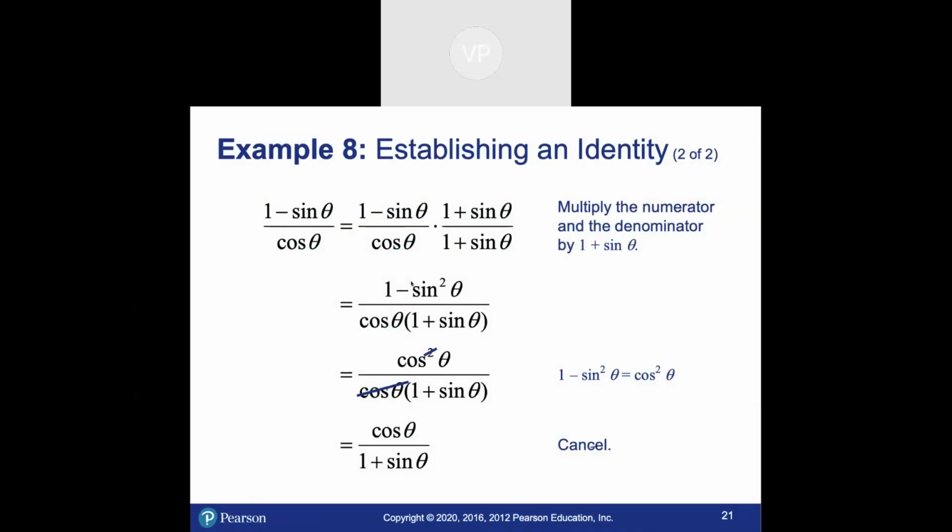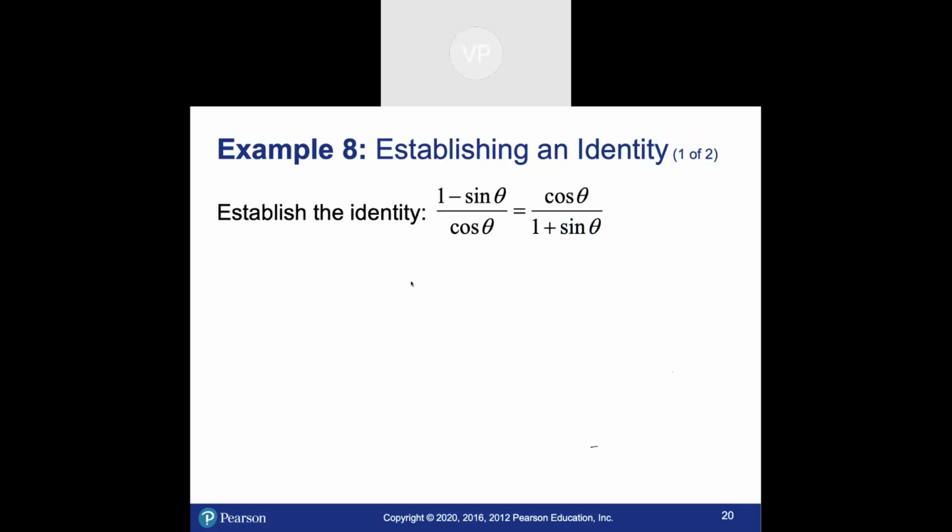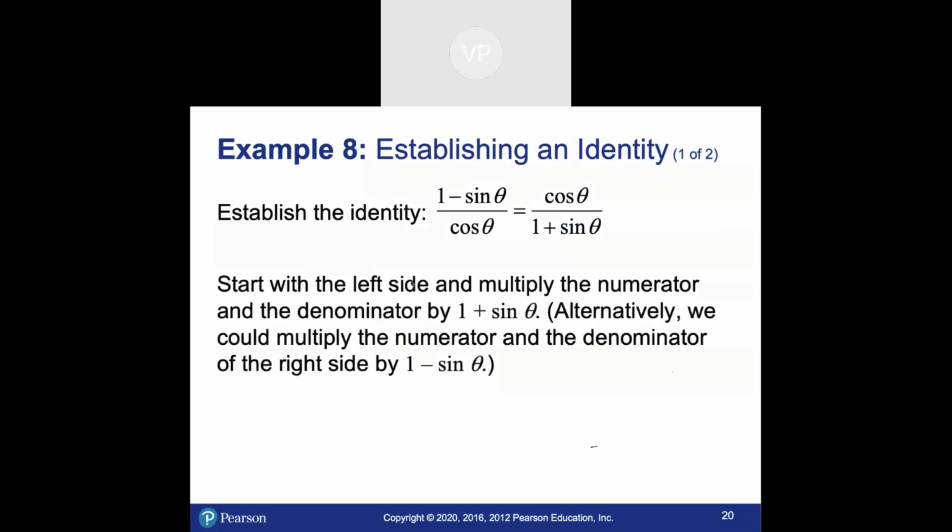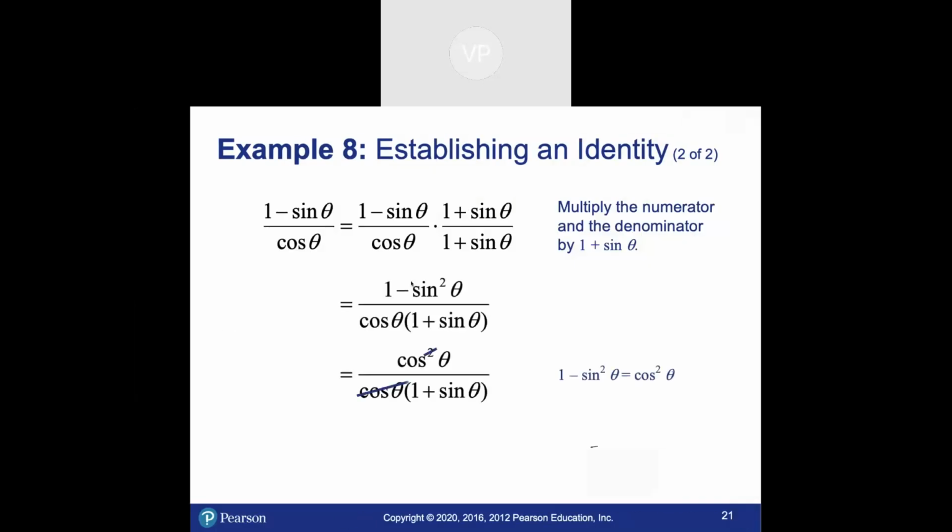You've made the left side equal to the right side, which, remember, the original problem, it was cosine over 1 plus sine. That's what we turned the left side into with all these steps. Sometimes it's going to be 2 steps. Sometimes it's going to be 8 steps. It just depends on the problem.